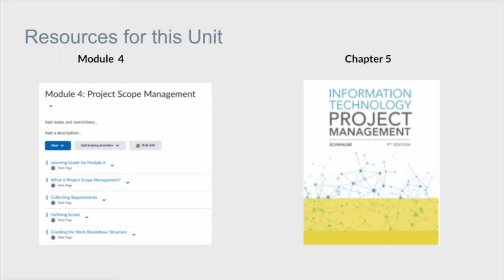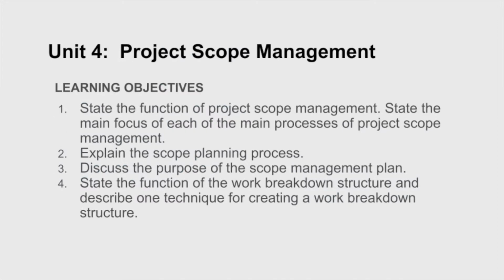Also, please read Chapter 5 of the textbook, and it will give you a good background for what we're going to discuss. By the end of this unit, you will have a good understanding of the function of project scope management, and we're going to look at the main focus of each of the main processes of project scope management. We're going to explain the scope planning process, we're going to discuss the purpose of scope management planning, and we're going to state the function of the work breakdown structure, which we'll look at in great detail.